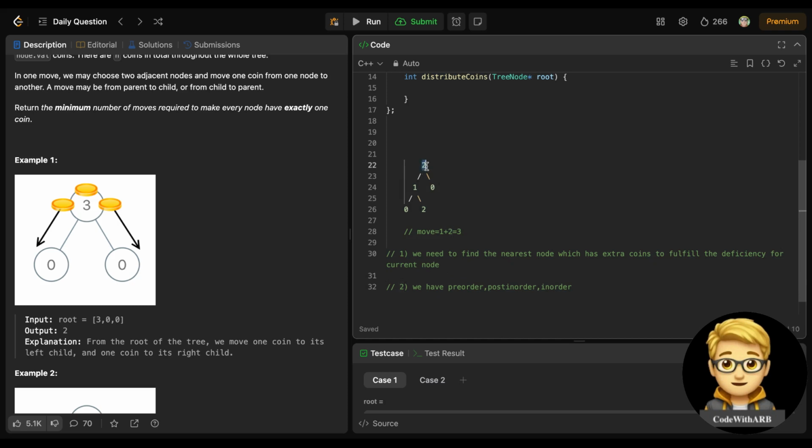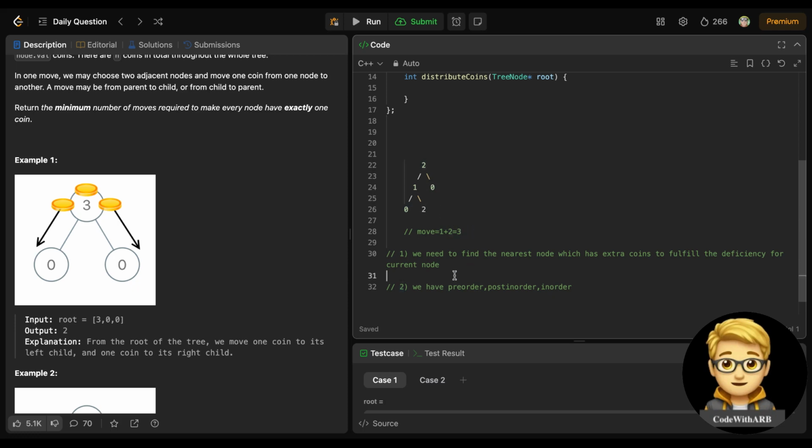Suppose I start with this 2, and I have one extra coin. I move to its children. If I make this root a manager or a parent, it's the duty of the parent to distribute the coins equally to its children, left part and right part. It's the parent's requirement to distribute to the children like this, right?